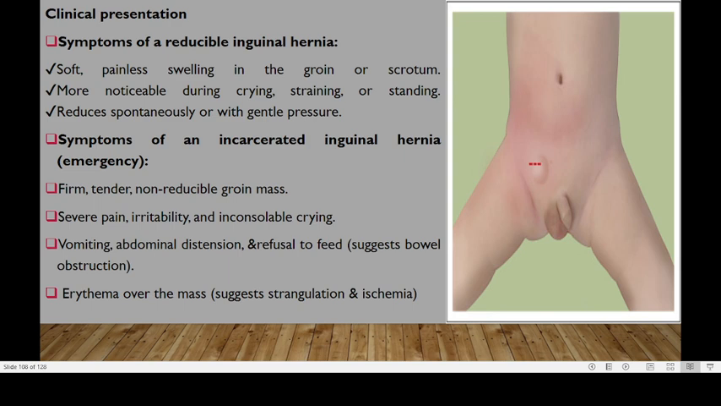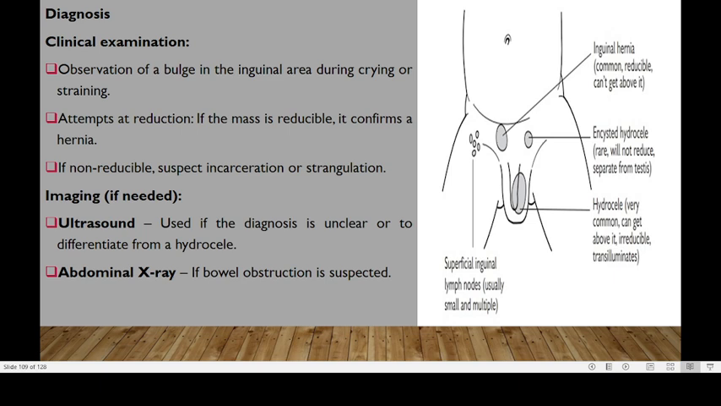Symptoms of an incarcerated inguinal hernia, that should be an emergency. The patient presents with a firm, tender, and irreducible groin mass, severe pain, irritable and inconsolable crying, vomiting, abdominal distension, and refusal to feed, which will suggest a bowel obstruction, and erythema over the mass that suggests strangulation and ischemia.